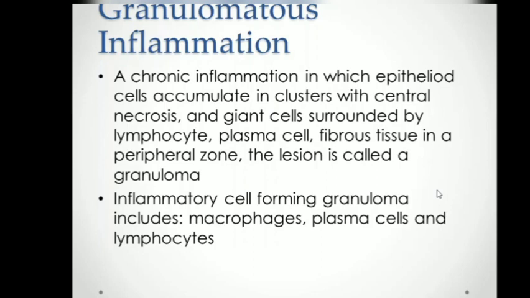or a collection of macrophages. So a chronic inflammation in which epithelioid cells accumulate in clusters with central necrosis and giant cells, surrounded by lymphocytes, plasma cells, and fibrous tissue in a peripheral zone, is called a granuloma. Inflammatory cells forming a granuloma include macrophages, plasma cells, and lymphocytes.